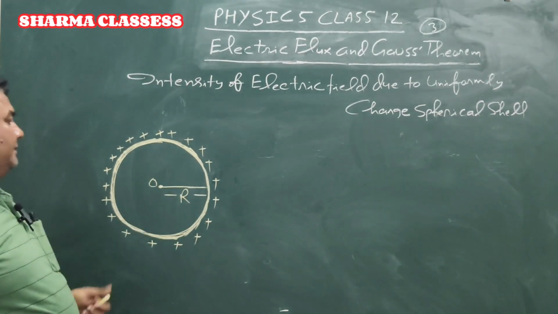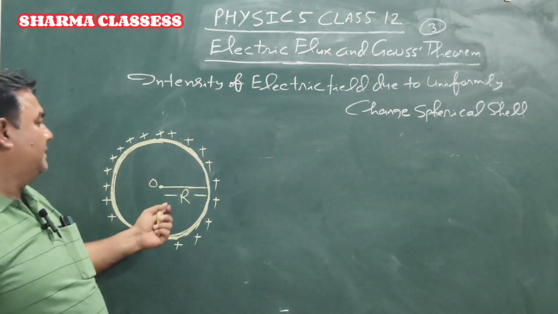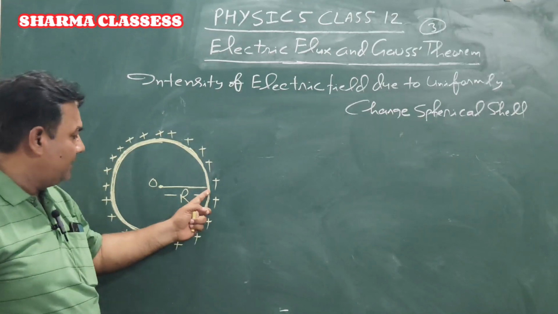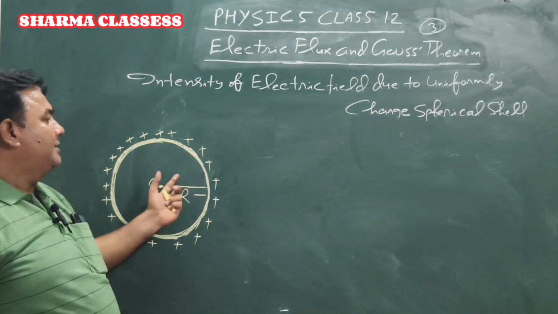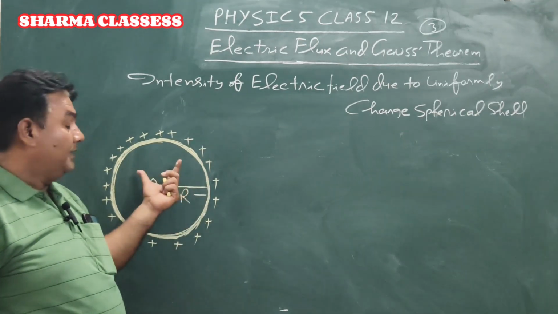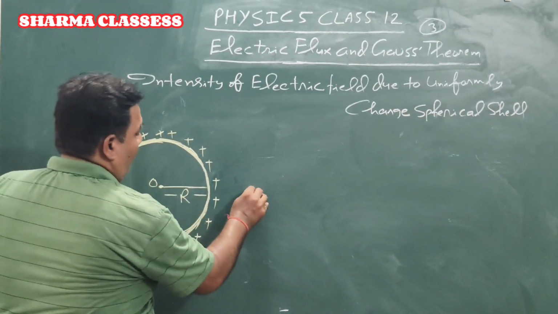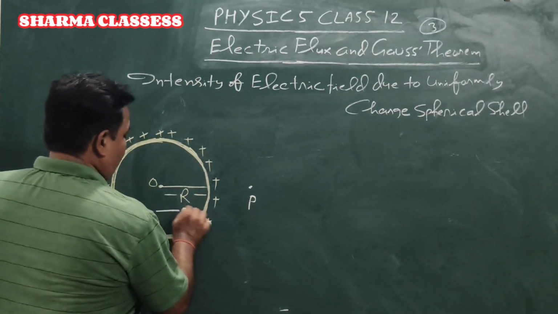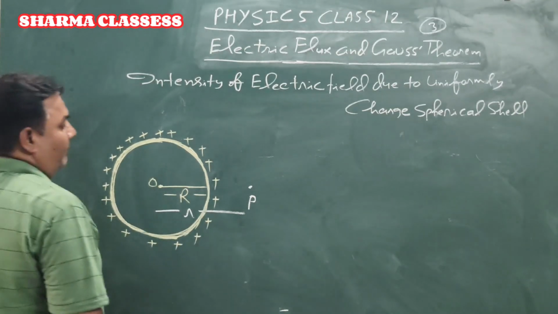To find out the intensity of electric field due to a uniformly charged spherical shell, there are 3 cases: outside of the spherical shell, on the spherical shell, and inside of the spherical shell. First we find the intensity of electric field outside. Suppose any point P is at a small r distance from the center. At this point we have to find out the intensity of electric field.